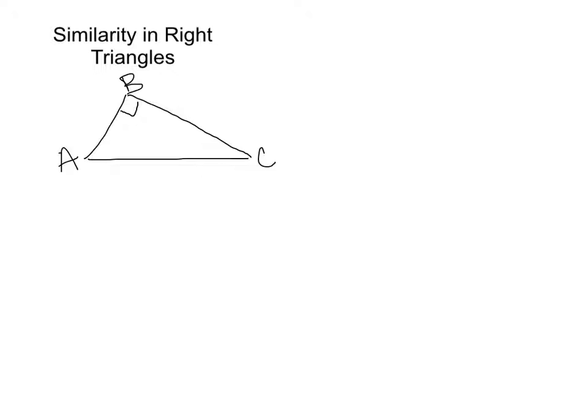vertices. Now, if we were to drop an altitude from our right angle there, B, down to the side AC, we end up creating some more right triangles. And what's really cool about these right triangles is that they are all similar. So if we start out by looking at our original triangle, we had ABC.